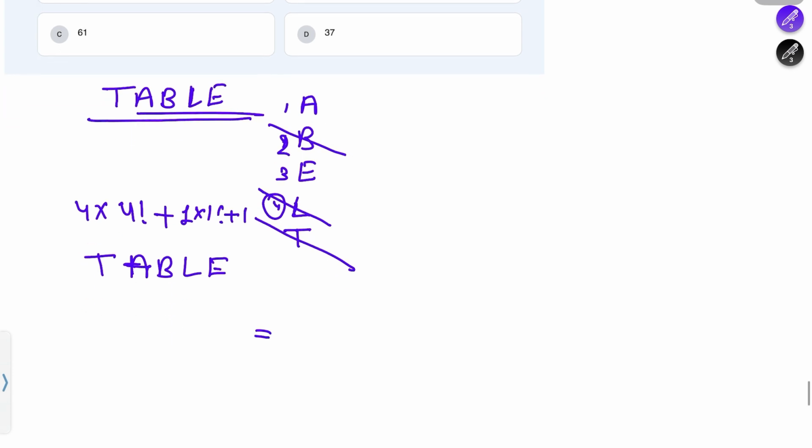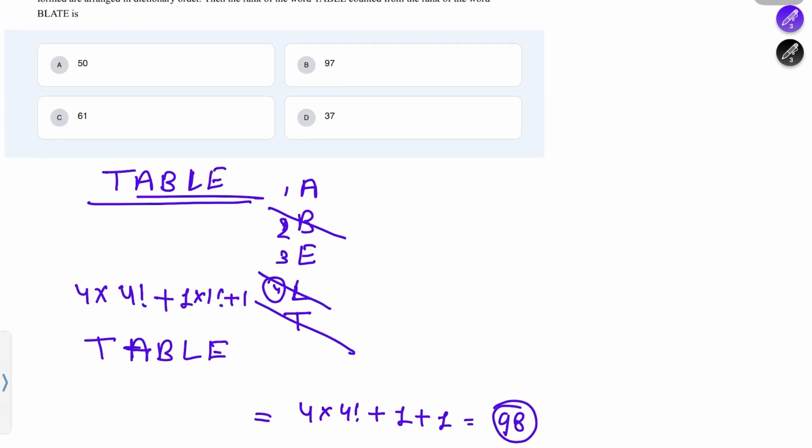So that is the rank of TABLE: 4 into 4 factorial, and 1 plus 1. According to this, 24 into 4 is 96, plus 2, that is 98. So the answer of the main question is 98. 98 does not match any option. And sorry, you can find BLATE is also NA.